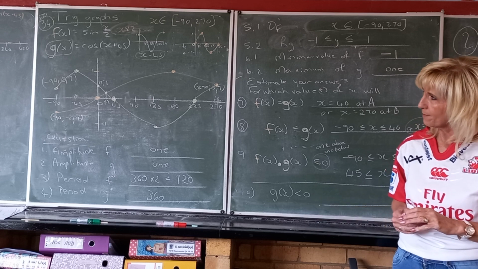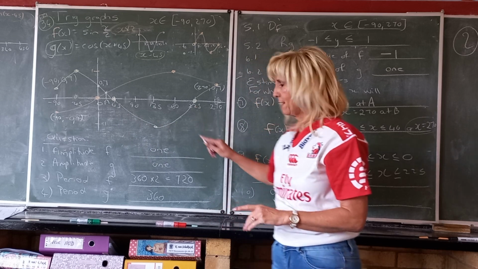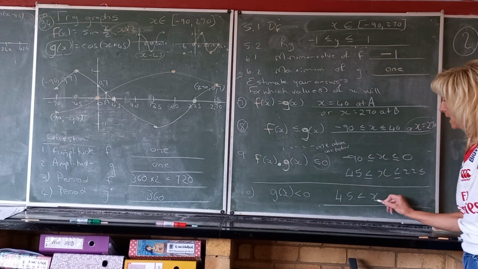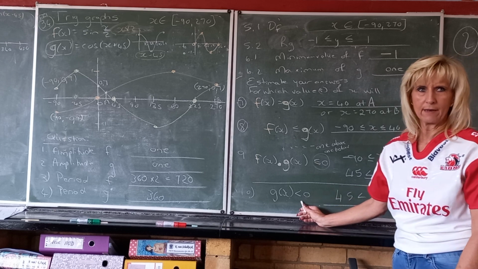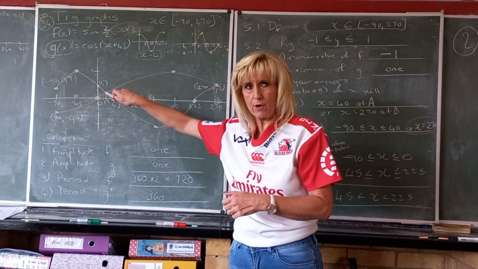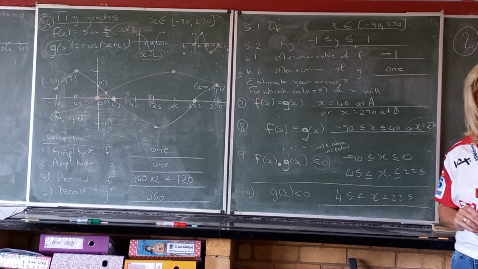From where to where? 45 up to 225. Include, exclude. Why exclude? The sum says less than. So it must only be less than, not equal to 0. And if they said equal, then you would have included both of them.